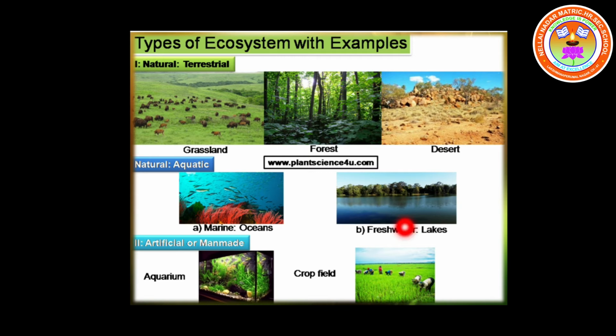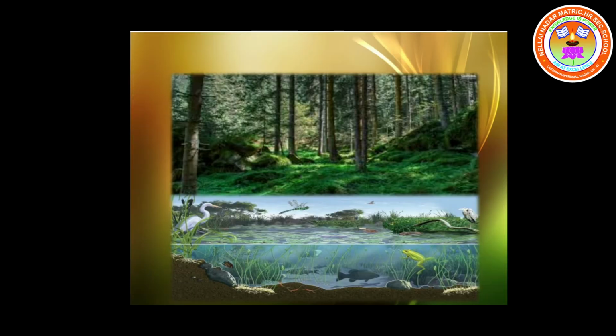And what is this artificial ecosystem? Artificial ecosystem can be called a man-made ecosystem. It is created by man. Again, it is divided into two types, terrestrial ecosystem and aquatic ecosystem. Terrestrial ecosystem includes garden, crop fields, etc. Aquatic ecosystem includes aquarium, which is man-made.